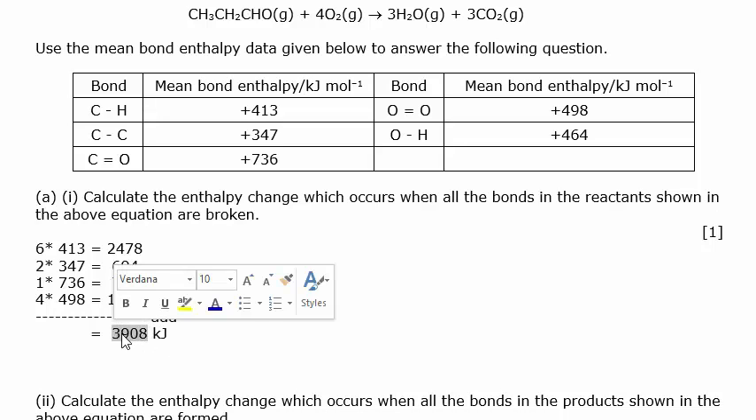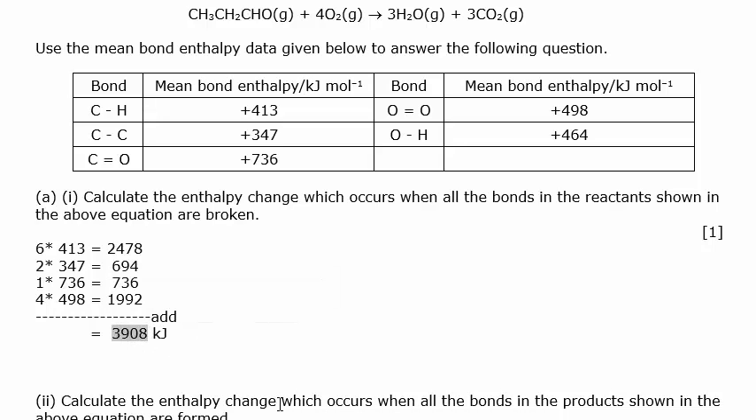Now, when we add them all together, let's have a look. 1992 plus 736 plus 694 plus 2478, and that comes to 5,900. I recognise that number. That's the enthalpy change which occurs when all the bonds are broken. So this is endothermic. It's a positive value.